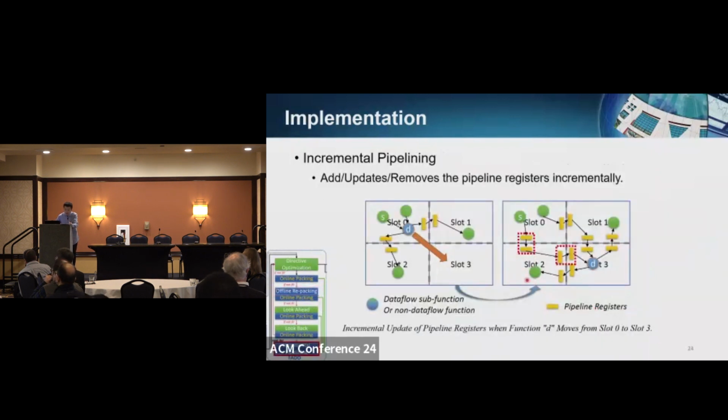When moving the function across slots, as the figure shows, each time a path crosses the boundary between the 2 slots, additional pipeline registers should be added beside the boundaries to break down the long wires. In this example, when the function D is moved from slot 0 to slot 3, you'll see that 2 groups of additional pipeline registers are added in between, separately on both sides of each boundary crossed. This is done incrementally, compared with the previous work of some global update.